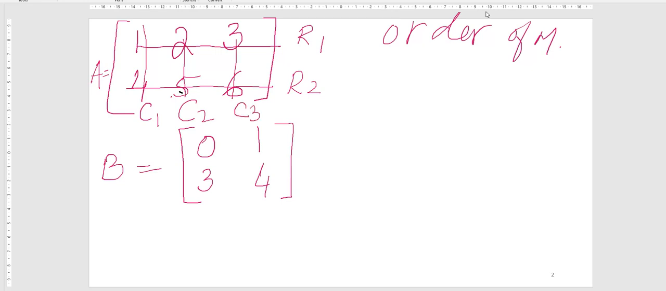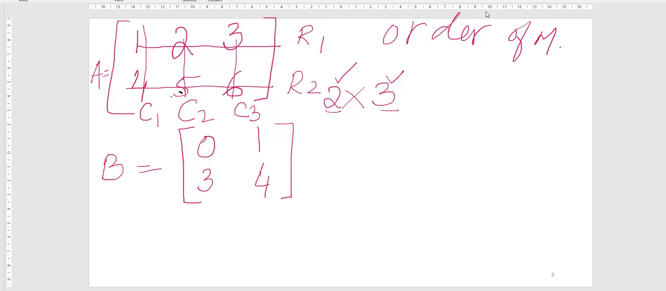So horizontally these are rows, vertically these are columns. Always write the number of rows first. In this case we have 2 rows, so I write 2, and there are 3 columns, so 3. The order of this matrix is 2 by 3. You have to say it as 2 by 3, where 2 represents the number of rows and 3 represents the number of columns.